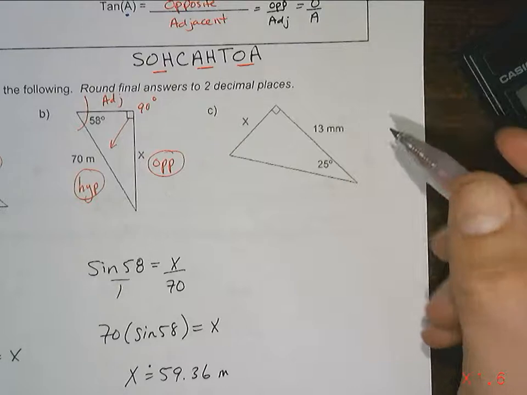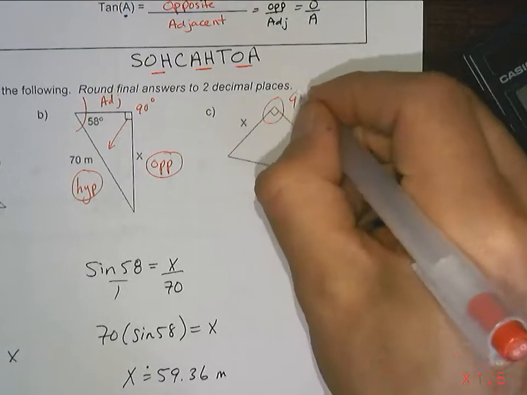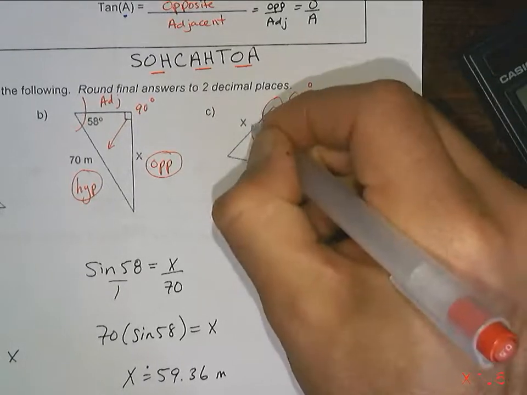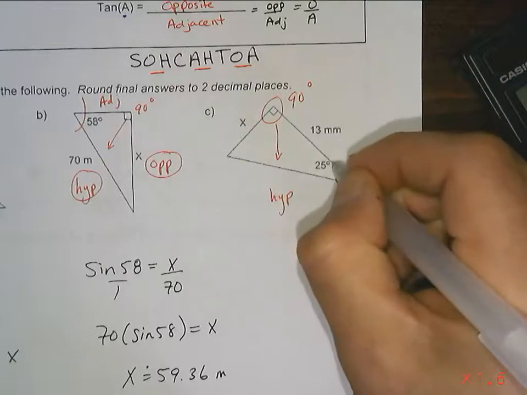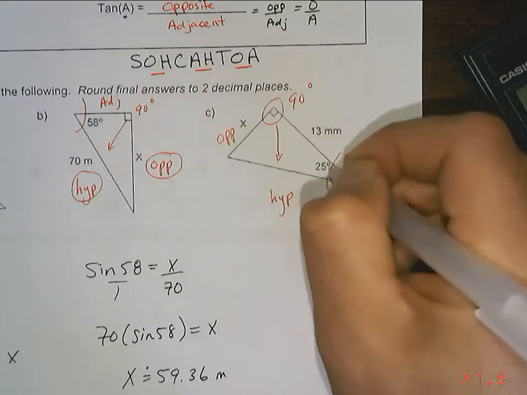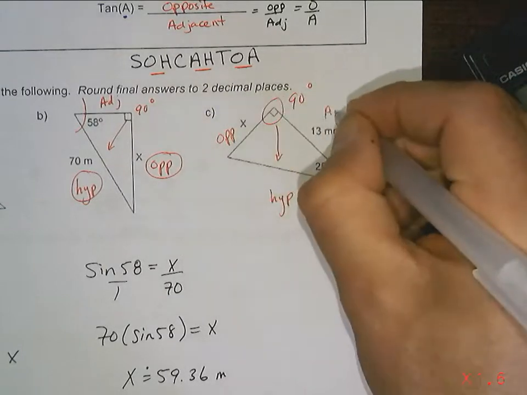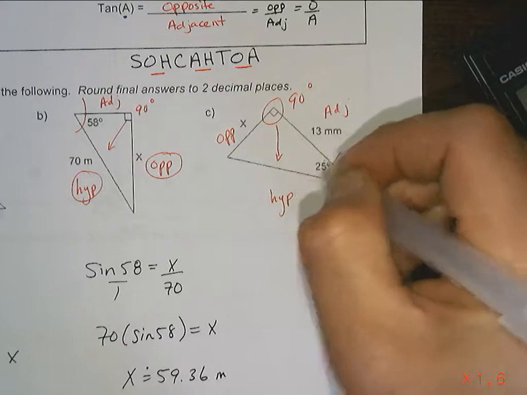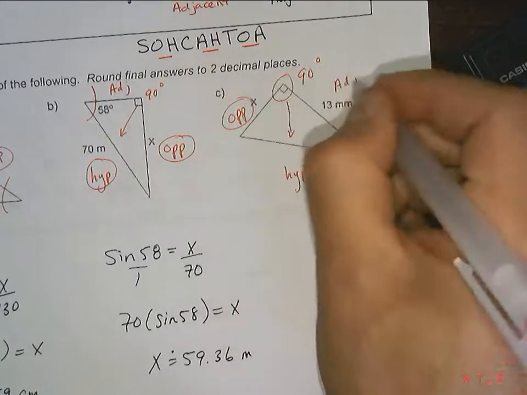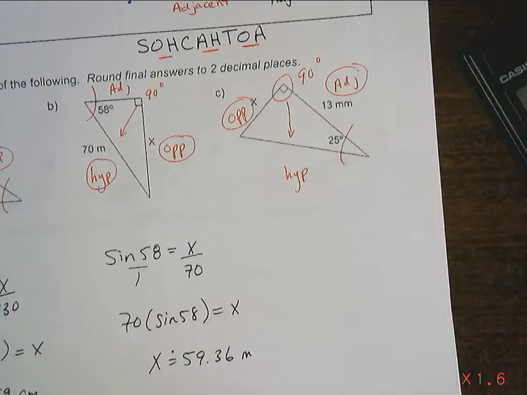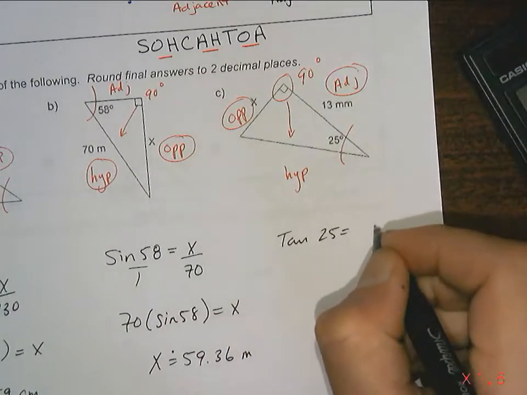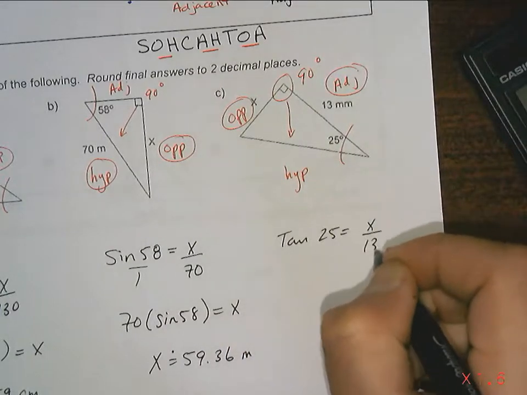Okay, welcome back. So here's your 90. There's my hypotenuse. Which is the angle that I'm working with? This angle. So this is opposite the angle I'm working with. This is adjacent because it's beside the angle and it's not the hypotenuse. So what do I know? I know opposite, I know adjacent, so that's going to be tangent. Tangent of 25 is going to be x over 13.